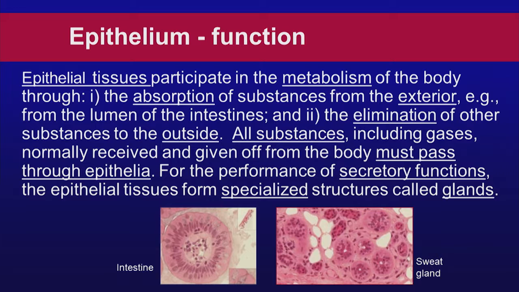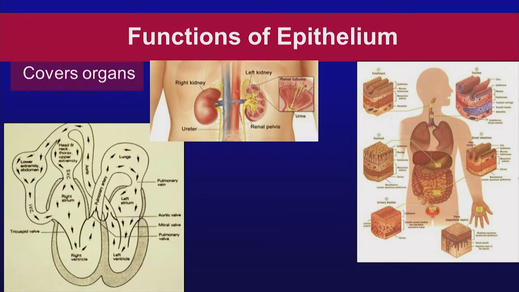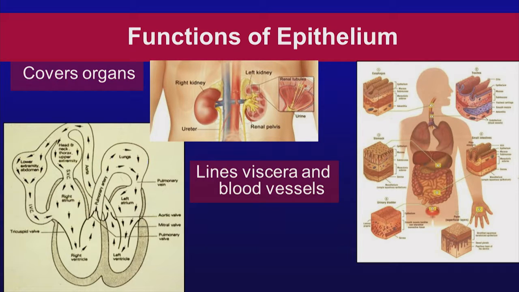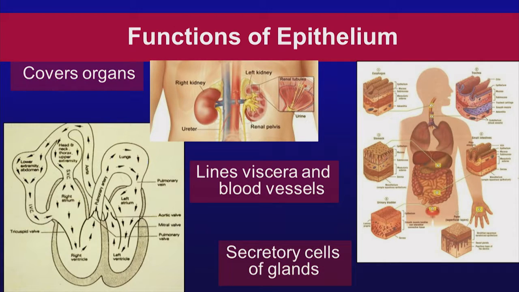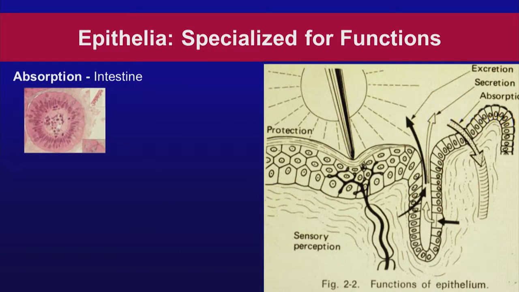And secretory cells are a special type of epithelial cells. And on the right side, we see the sweat gland, which produces sweat on the surface to cool your skin. Now, epithelium covers organs. You can see the kidney there. The casing on the outside is covered by a mesothelium, which is epithelium. Also, it lines the viscera. It lines the different cavities of the body. It lines the different organs of the body. And also, all secretory cells are epithelium.